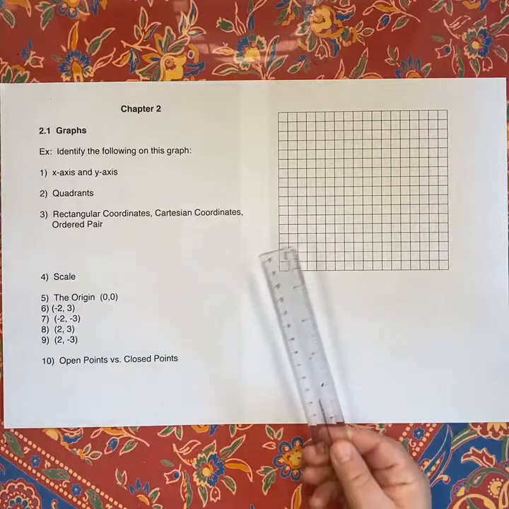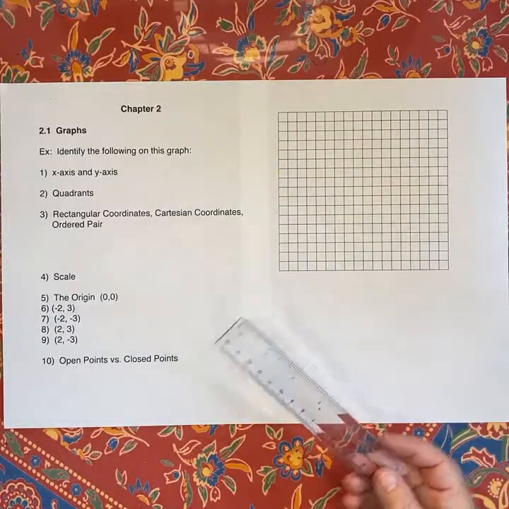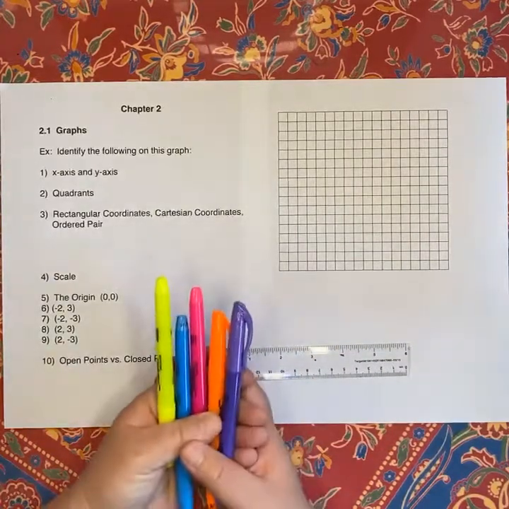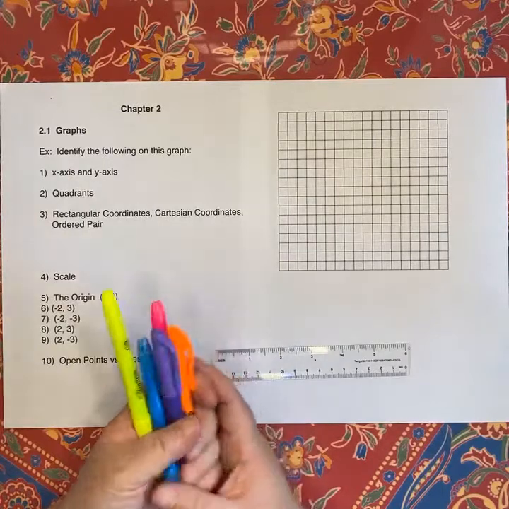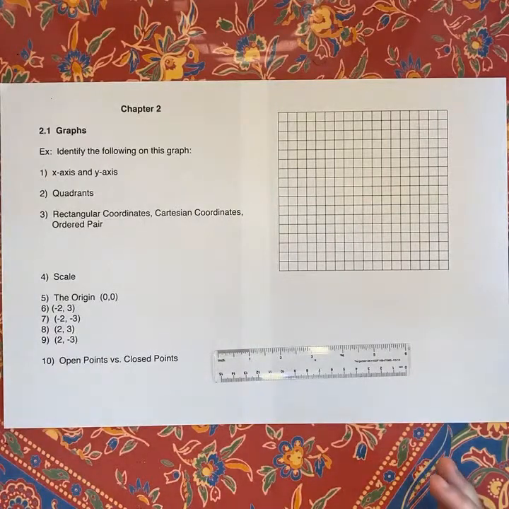You will also need a ruler, because for the most part, we're going to start off with lines, and lines are easier to do with a ruler. And then I personally, again, use handy dandy highlighters. Get yourself some highlighters that you like, and of course, a pen or pencil. So we're going to be doing graphs.